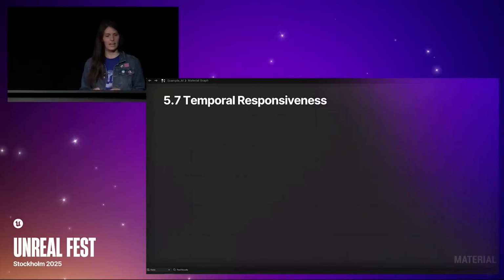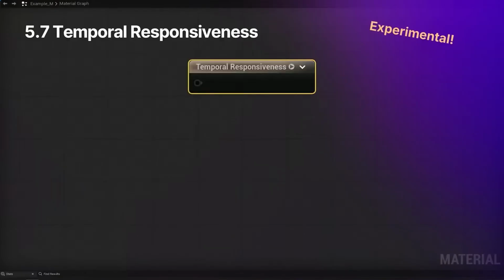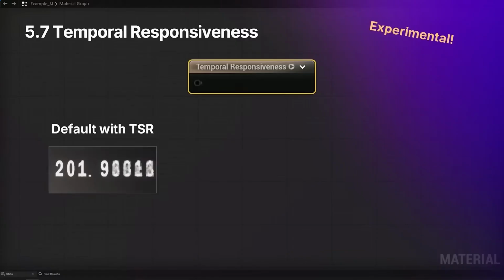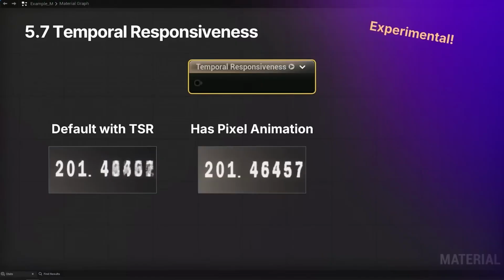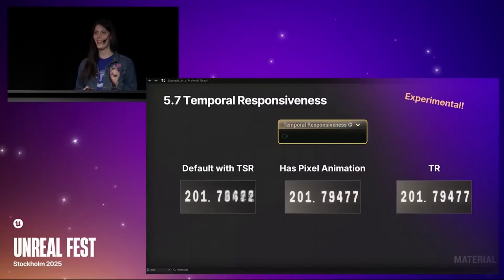So let's take a look at the experimental temporal responsiveness node. Without any modifications, this is what the material with fast animating text might look like when using TSR, right? You've got that ghosting, that smearing issue. We can somewhat address this by using has pixel animation. It's pretty good, but there's still some slight issues with it. It could be better. And this is what the temporal responsiveness node looks like when it's in use. Nice and crisp.